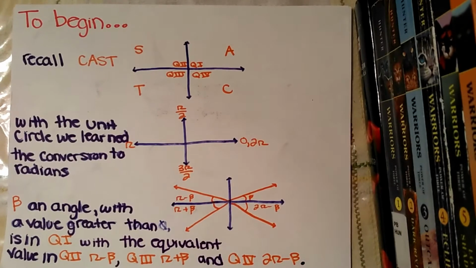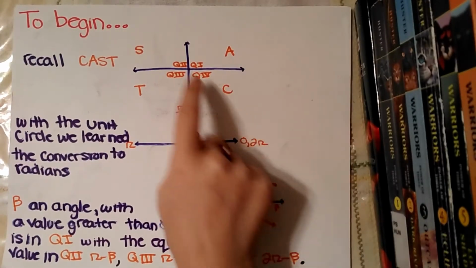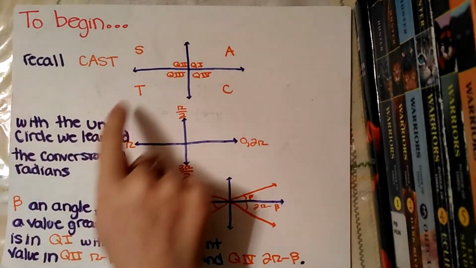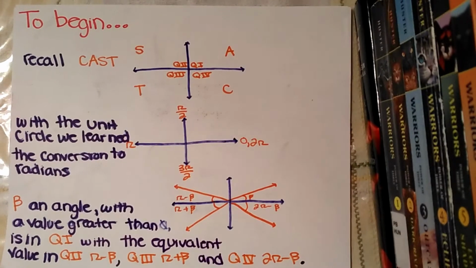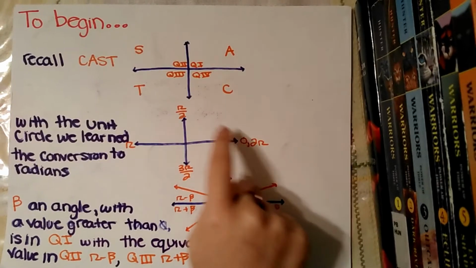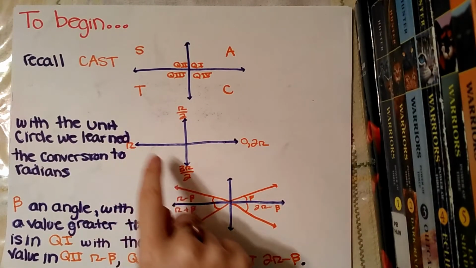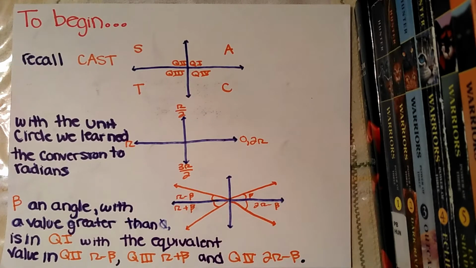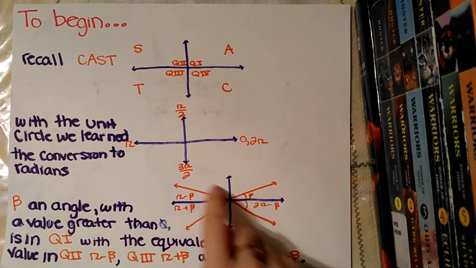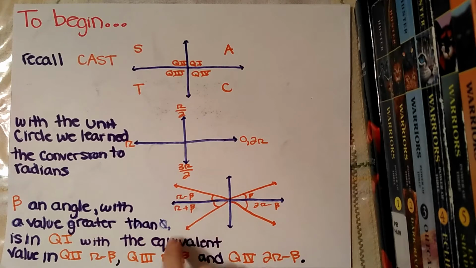C-A-S-T. They are all positive in quadrant 1, only sine is positive in quadrant 2, only tan is positive in quadrant 3, and only cos is positive in quadrant 4. With the unit circle, we learned the conversions to radians: 0, pi over 2, pi, 3 pi over 2, and 2 pi. Beta, an angle with a value greater than 0, is in quadrant 1, with the equivalent value in quadrant 2 being pi minus beta, in quadrant 3 pi plus beta, and in quadrant 4 2 pi minus beta.